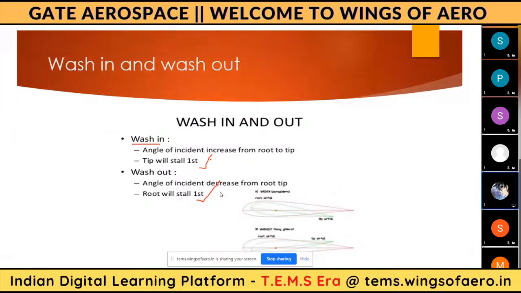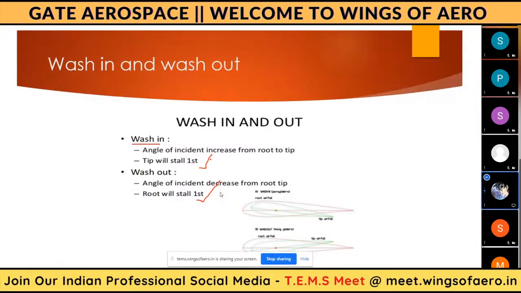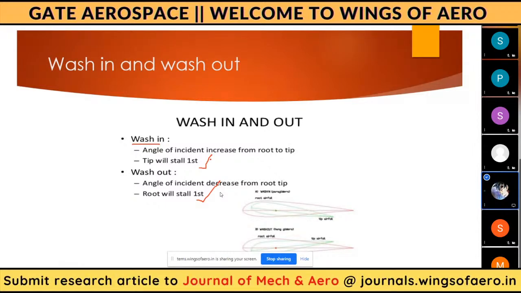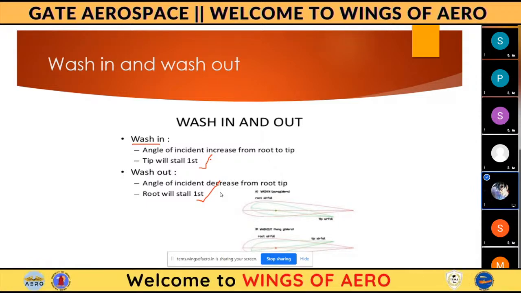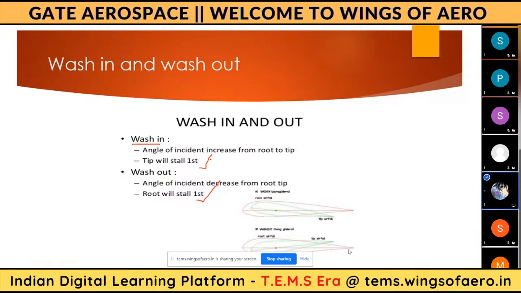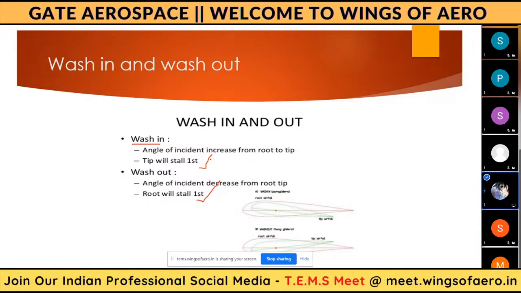So aerodynamic twist, same thing only. See, aerodynamic twist means we will be having different aerofoil sections. Because of the different aerofoil sections, we will be having different zero lift angles at the tip and at the root. There will be a change. That is only aerodynamic twist. The backward sweep we will be using in order to reduce the wave drag.